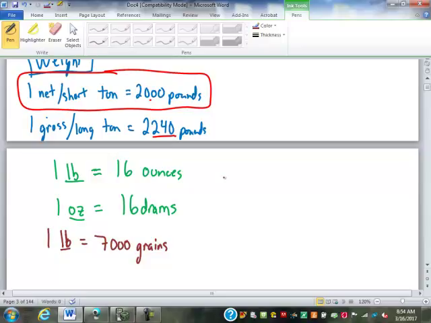A hundredweight is defined to be 100 pounds. That's the standard now. You know, they don't use stones anymore, so we don't have to worry about the sloppiness in that conversion. But a hundredweight is 100 pounds.